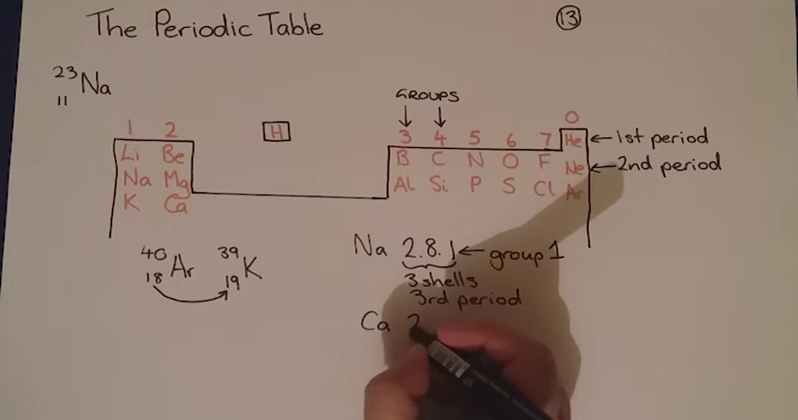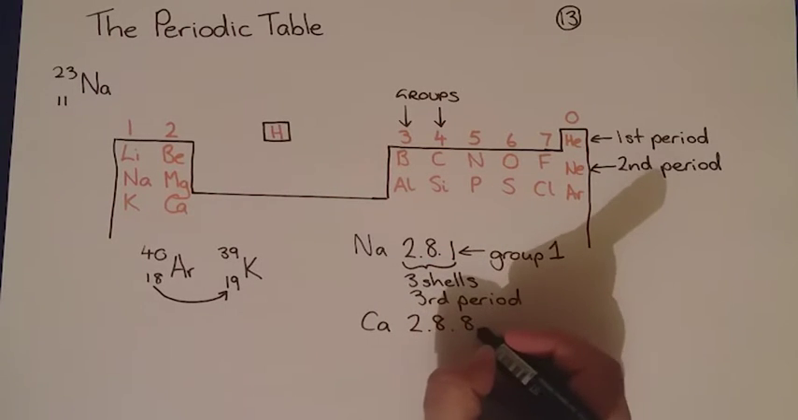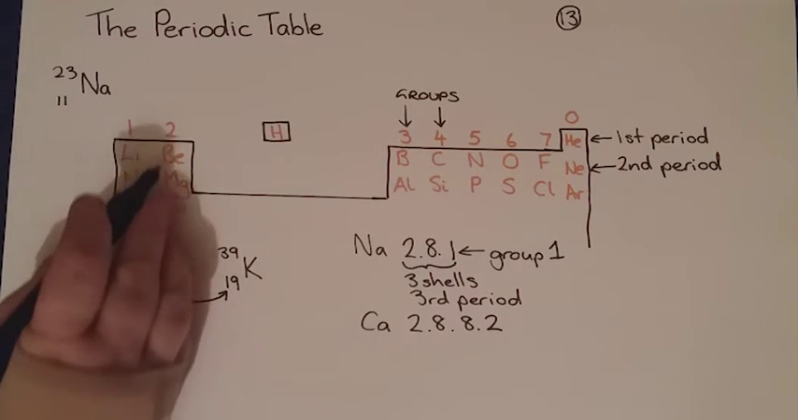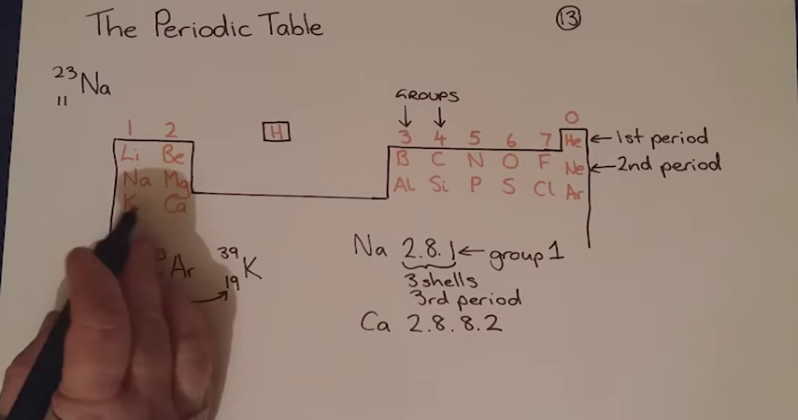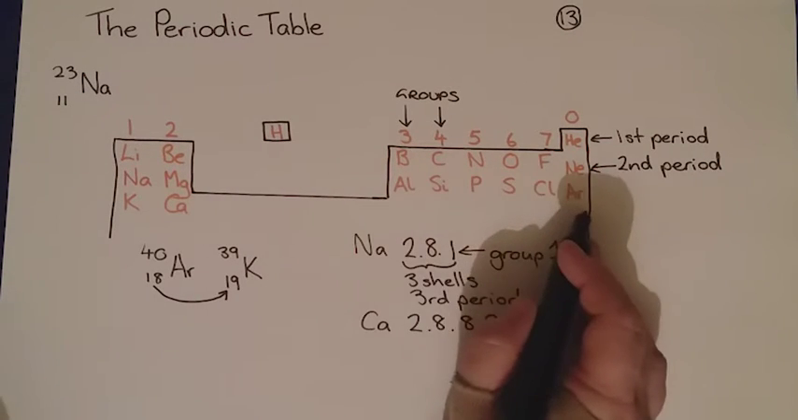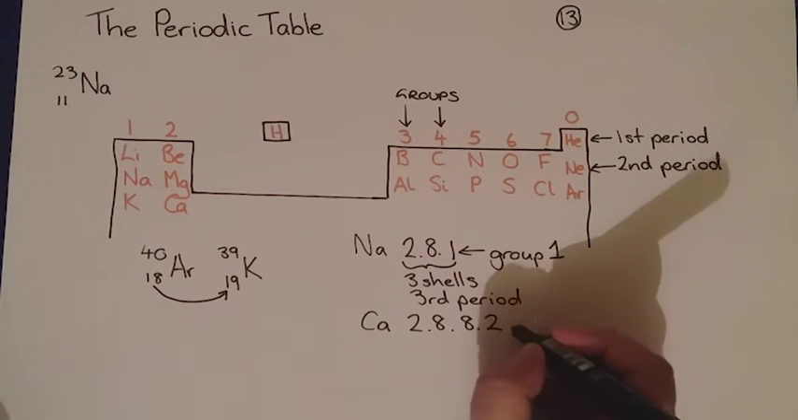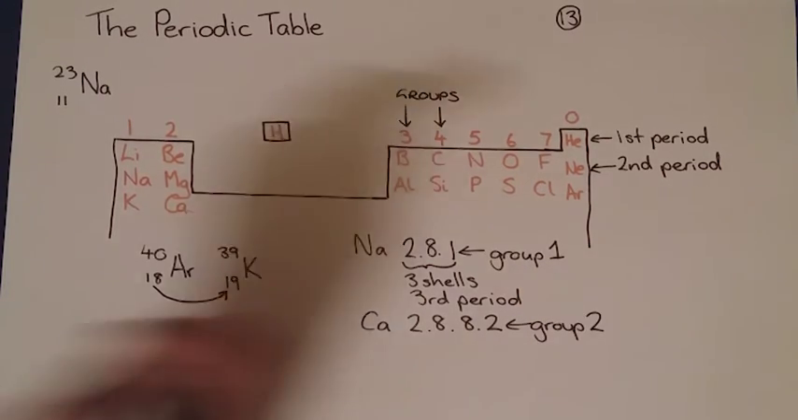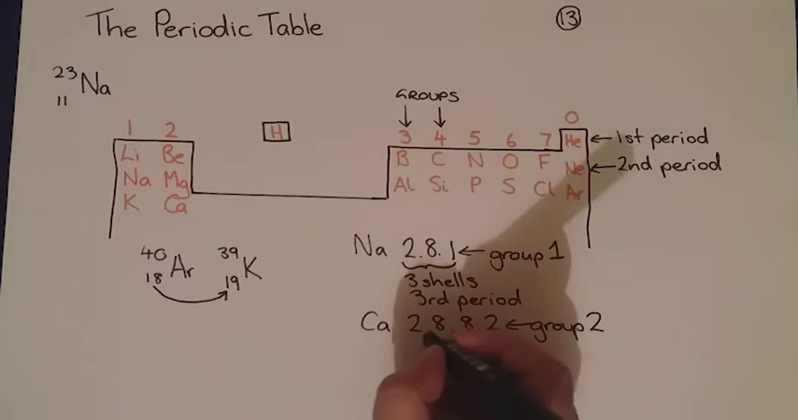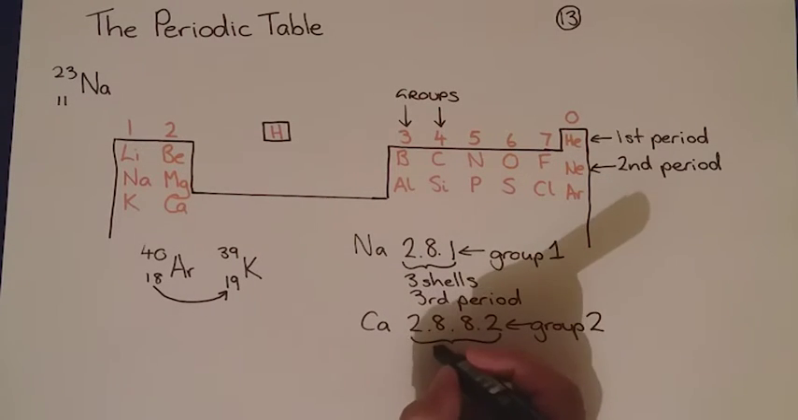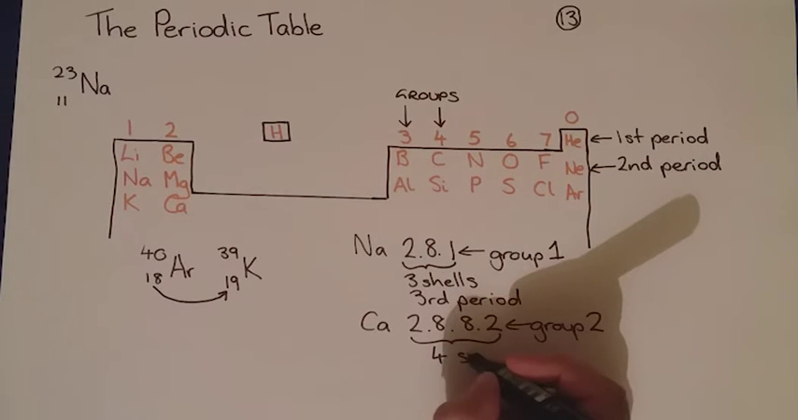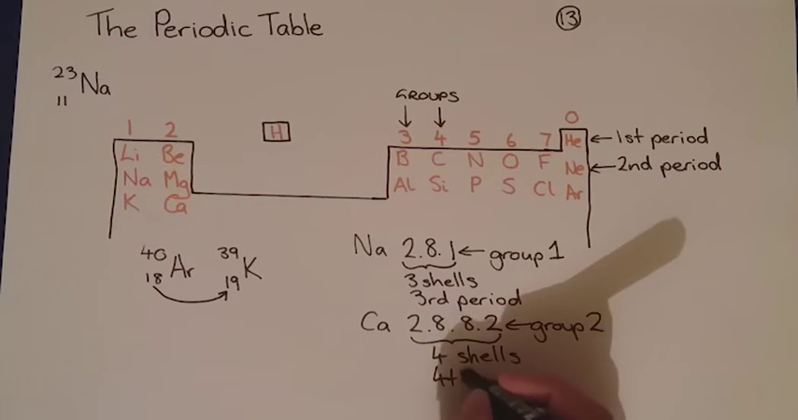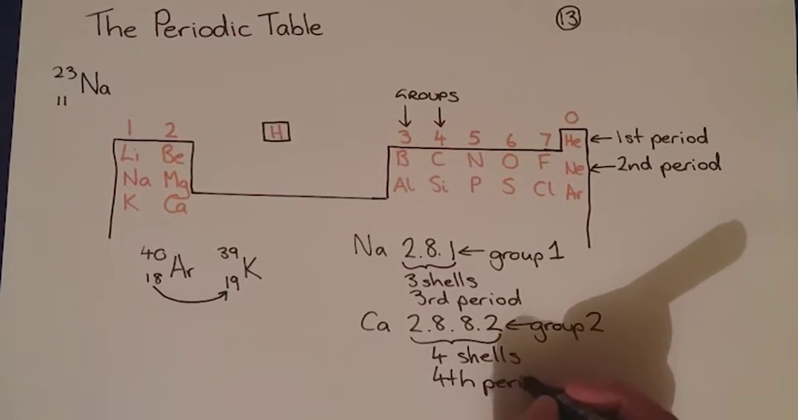Calcium has the electron structure 2, 8, 8, 2. If we find calcium on our periodic table, you can see that it is in group 2. If we go across, it would be in period 4. This ties in with what we can see from the electron structure we've written. The final number is a 2, so it's in group 2. There are 4 digits showing that there are 4 shells, and therefore calcium is in the 4th period.